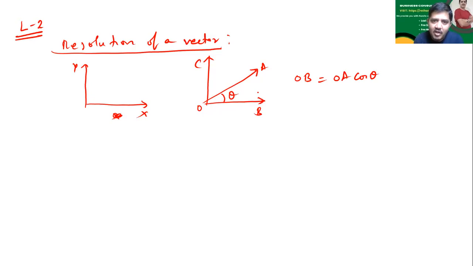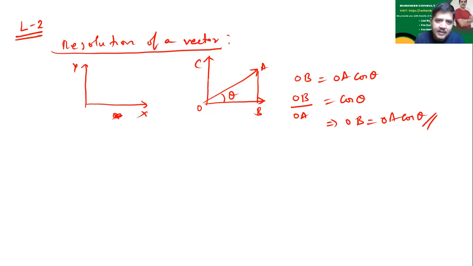I just dropped a line over here and took up this triangle, and then I looked at OB divided by OA. What is OB? The adjacent side. See, this is a right angle triangle. In the right angle triangle, OB is the adjacent side, OA is the hypotenuse. OB by OA is equal to cos theta, or OB is equal to OA cos theta. This is what we have got.